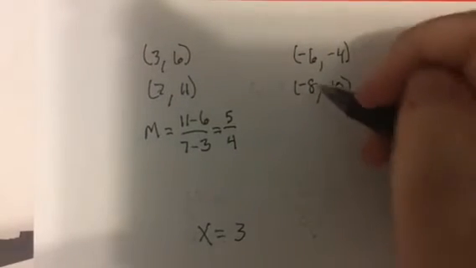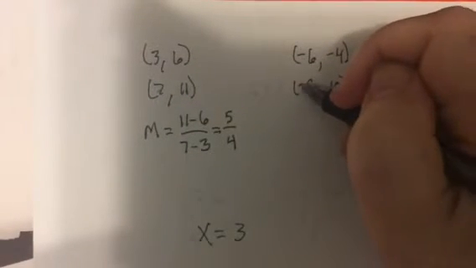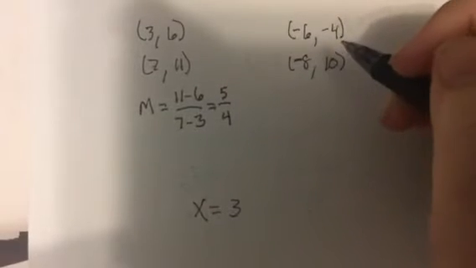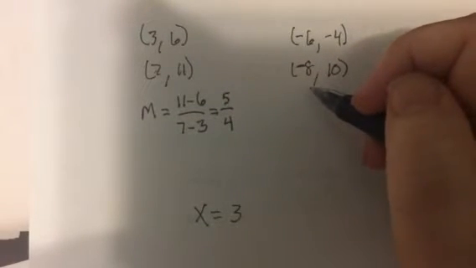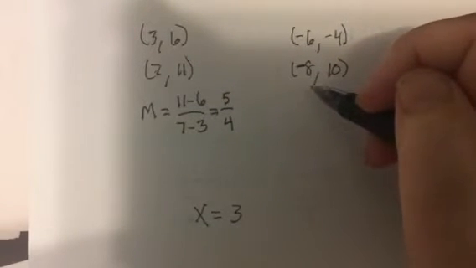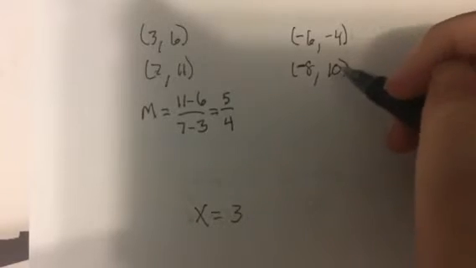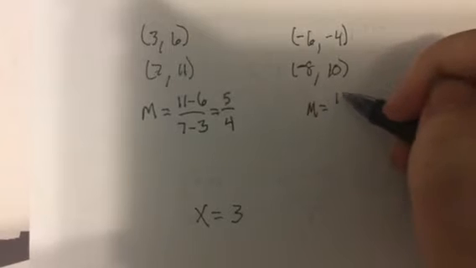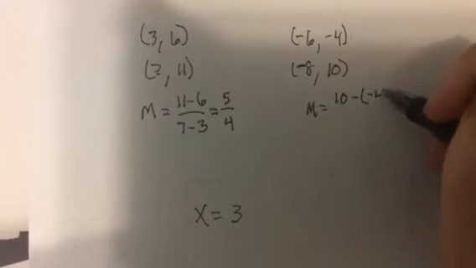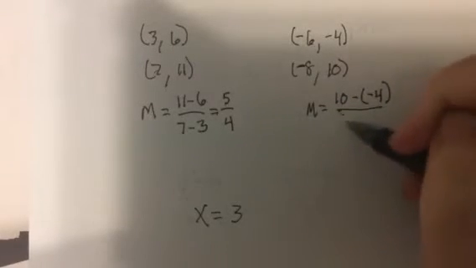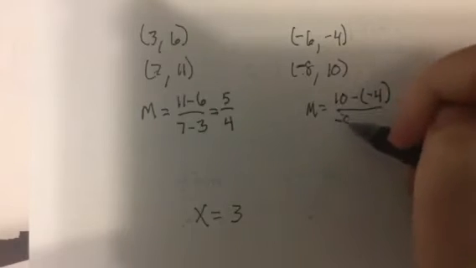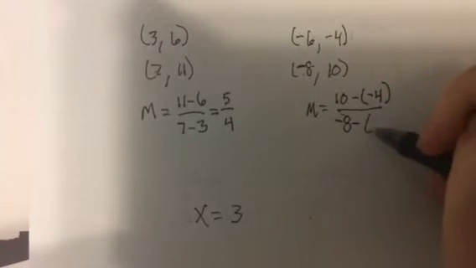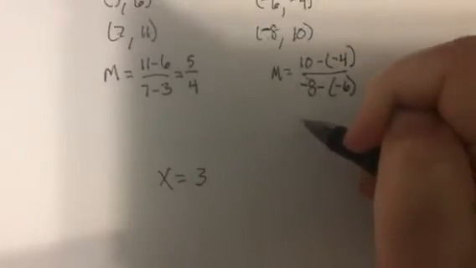Then this one, let's see. It's hard to tell, but that's a negative there. Let's move this up there. That might be a little bit better. I got to move this table, but every time I move it, it's still dark. I don't know why. So I'll go 10 minus a negative 4 over negative 8 minus a negative 6.